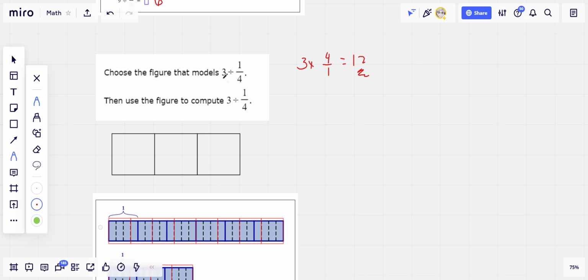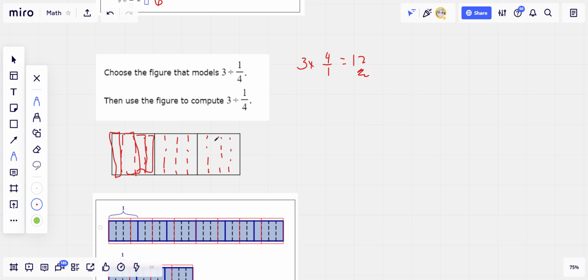Now, when we're taking 3 and dividing by 1/4, first we want to represent the 3. So I've got 3 boxes here. And then we want to split everything up into the denominators. So we'll divide these into fourths perfectly. Okay, so I've divided that all into fourths. And then our numerator is 1. So we're actually going to have chunks of 1/4. So this is a chunk, and this is a chunk, and this is a chunk, etc.